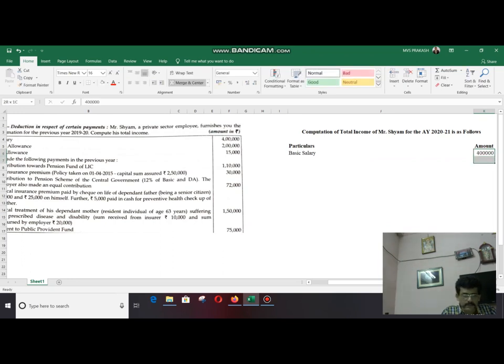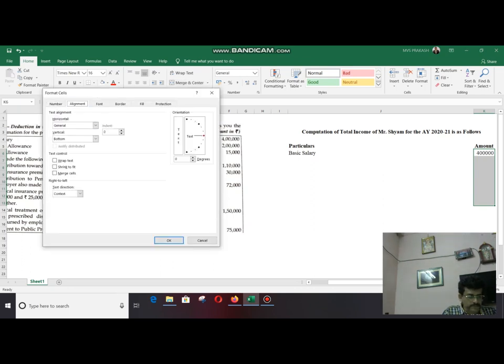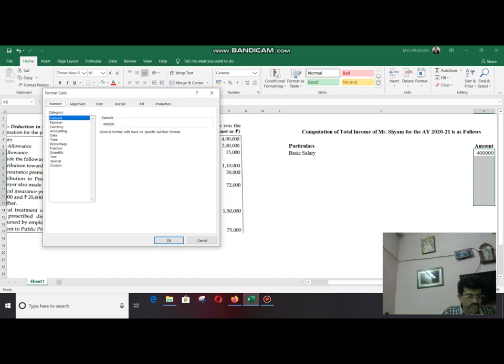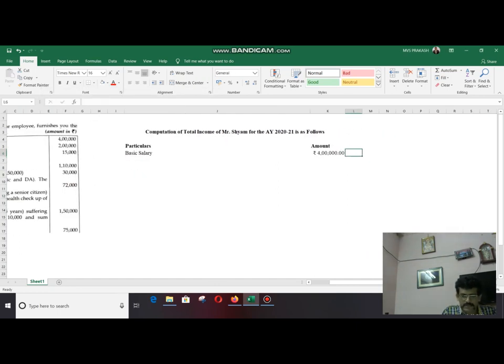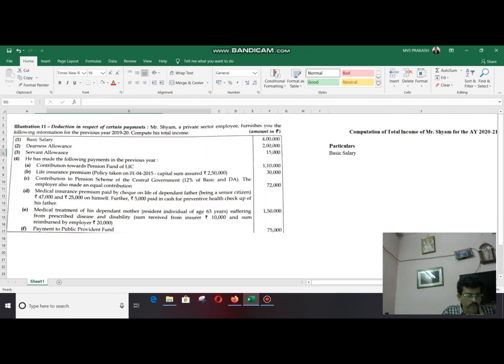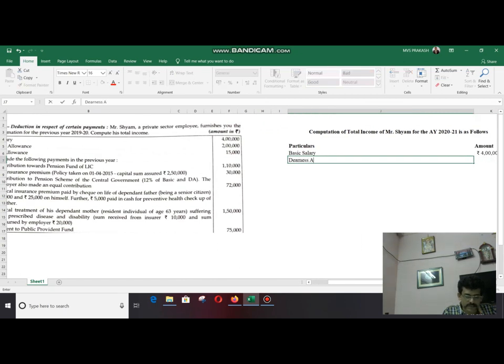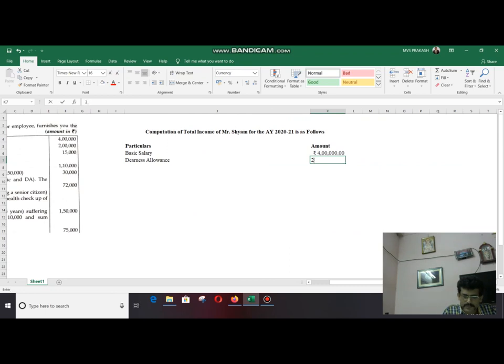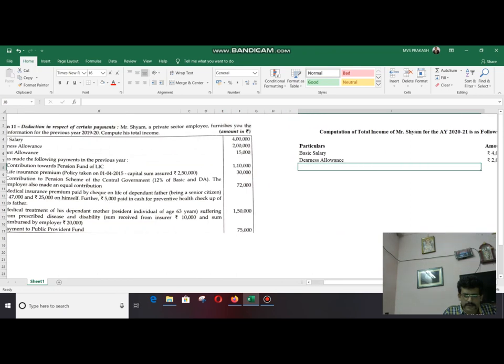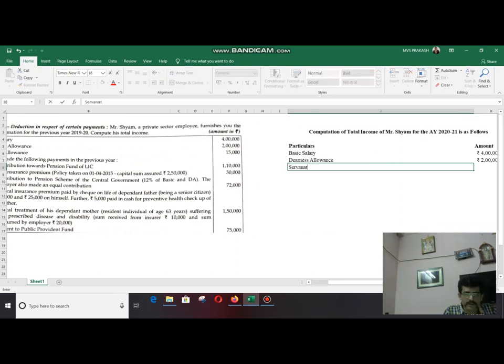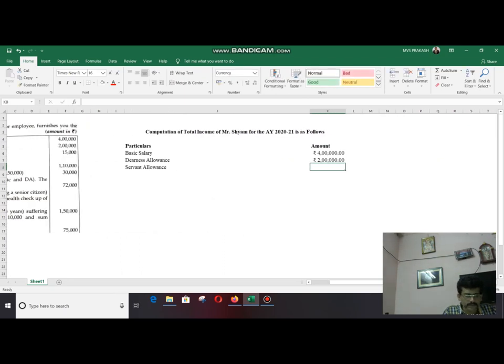Now, what else is there? Dearness allowance amounting to 2 lakhs is mentioned. Then he is also giving you something called servant allowance. All these allowances are taxable. Of course, as I said, we will discuss this later. Servant allowance amounting to 15,000.